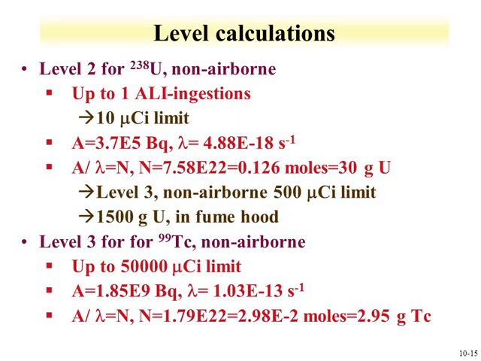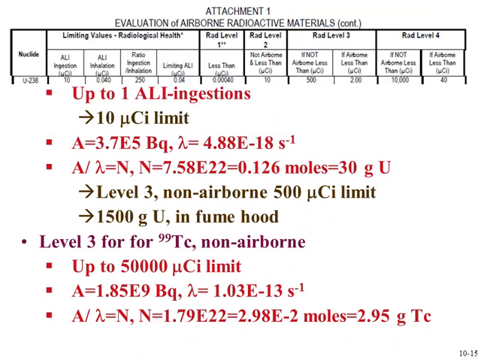An example of that is provided here. Assume that you wanted to do a level 2 for uranium-238. This is non-airborne, so this is basically one ALI. If we go to the tables, we see that for uranium-238, rad level 2, 10 microcuries is our limit. So the question is, what mass of uranium is 10 microcuries equivalent to? Well, if we use activity equals lambda N, we find N, we can get moles, and then we can get mass.